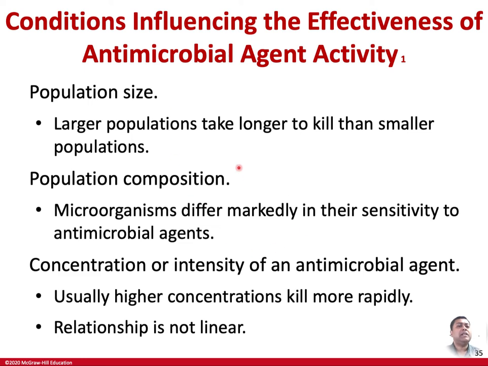What are the conditions that influence the effectiveness of antimicrobial activity? The first important thing is the population size of the microorganism. The larger the population, the longer it takes to kill than a smaller population. The next important thing is the population composition, since microorganisms differ markedly in their sensitivity to antimicrobial agents, and also the concentration or intensity of an antimicrobial agent. Usually a higher concentration kills more rapidly, but the relationship is not linear.